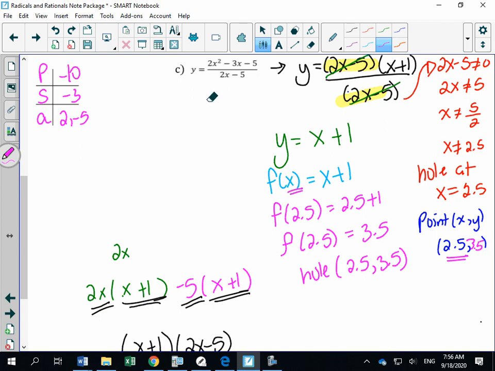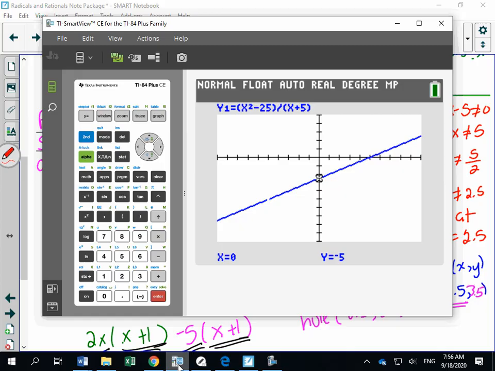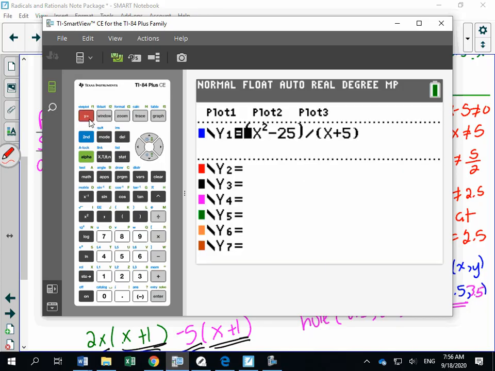To quickly graph that to see if we're correct, we're going to graph the original function, and you're going to put numerator and denominators in brackets. So let's go back to our graph. Let's clear this. Open bracket, the numerator was 2x squared minus 3x minus 5. And the denominator is 2x minus 5. So put that in its own bracket.